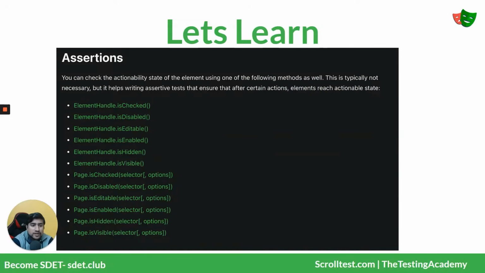So assertion, I have told you, like you can check element is checked, is disabled, editable, is enabled, is hidden, is visible. They are very, very similar to the Selenium that you have seen.